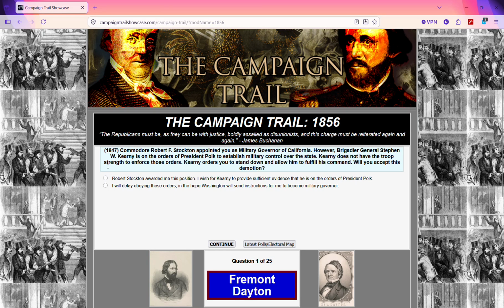Kearny does not stop the troops' strength to enforce those orders. Kearny orders you to stand down and allow him to fulfill his command. Will you accept this demotion? Robert Stockton awarded me this position. I wish for Kearny to provide sufficient evidence that he is on the orders of President Polk. I will delay obeying these orders and hope Washington will send instructions for me to become military governor.